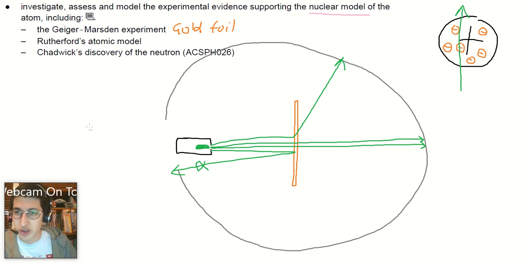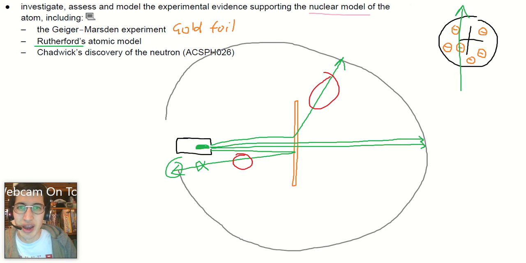What Rutherford concluded in his atomic model was that there must be a very, very dense area of matter, dense enough to stop the alpha particle. Not only that, it must also be positive in order to repel the alpha particle back the way it came. Okay, so dense matter might be enough to deflect it like this, but it needs to be positive in order to push it back the way it came.